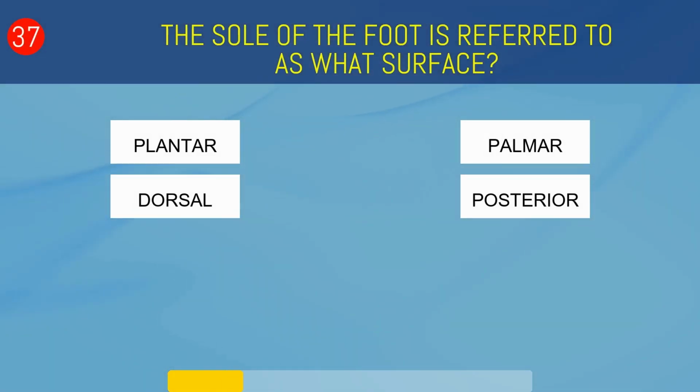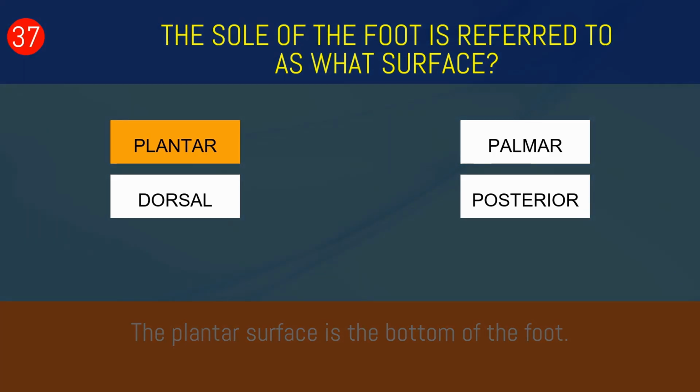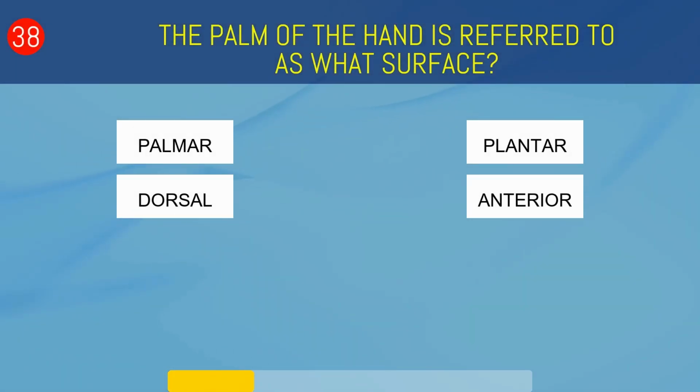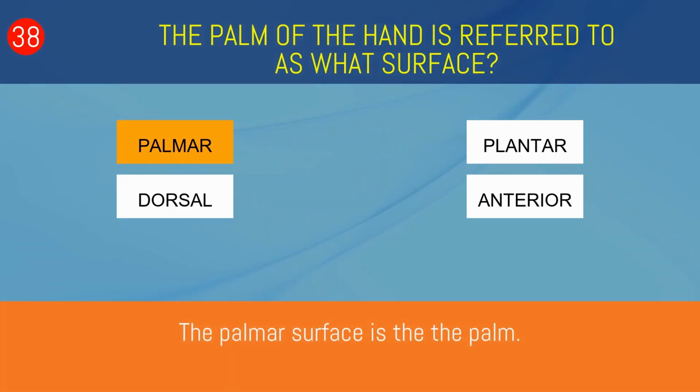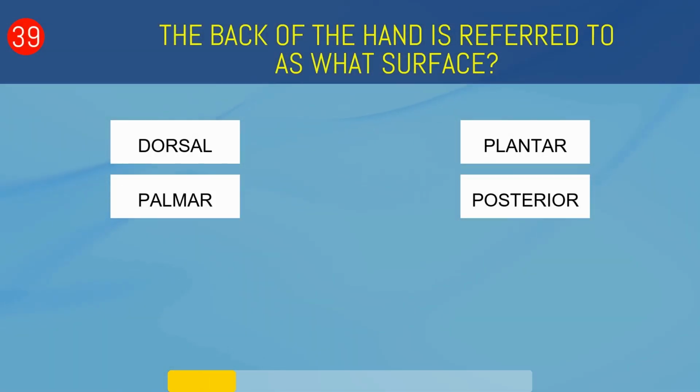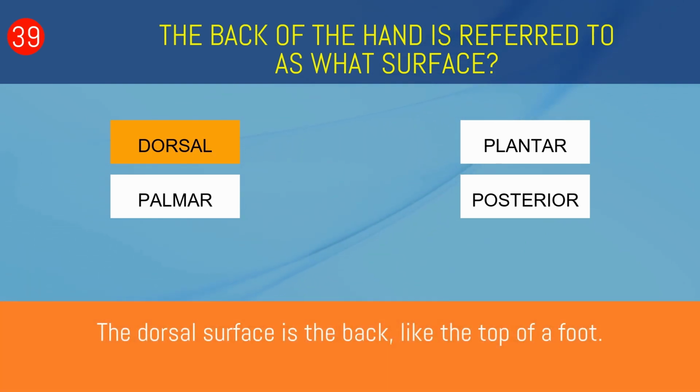The sole of the foot is referred to as what surface? Plantar, dorsal, palmar, or posterior? Plantar. The plantar surface is the bottom of the foot. The palm of the hand is referred to as what surface? Palmar, dorsal, plantar, or anterior? Palmar. The palmar surface is the palm. The back of the hand is referred to as what surface? Dorsal, palmar, plantar, or posterior? Dorsal. The dorsal surface is the back, like the top of a foot.